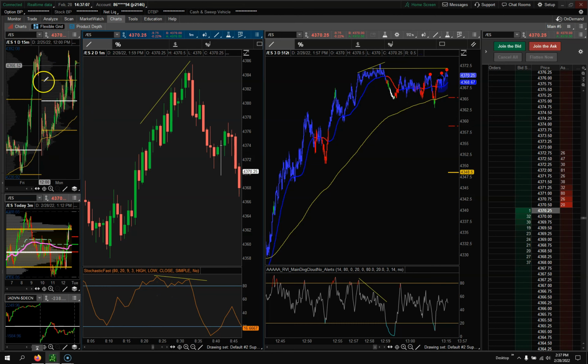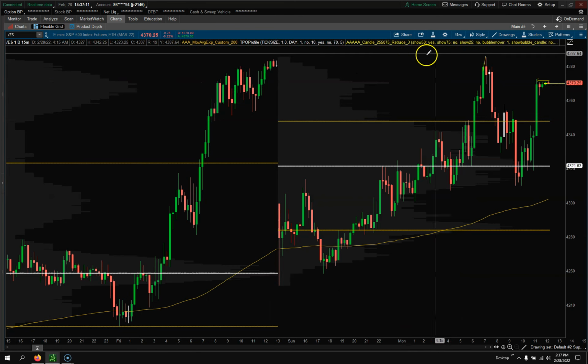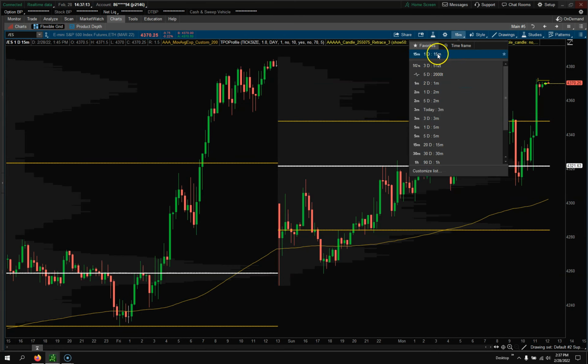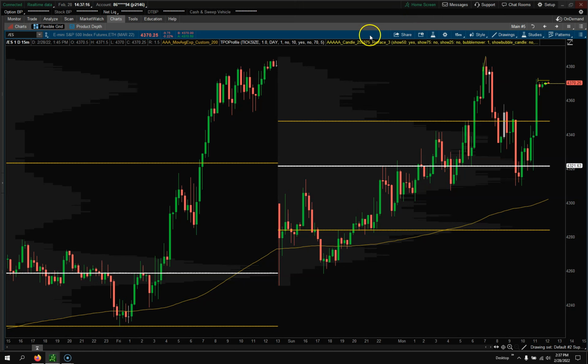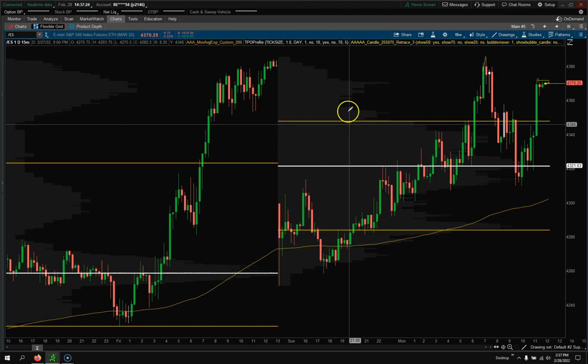Then over here, in this chart, we'll maximize this. This is a 1 day, 15-minute chart. So it shows me yesterday and then today, the current day, on a 24-hour basis of the S&P Emini futures.